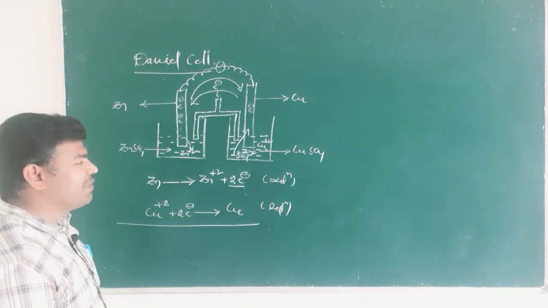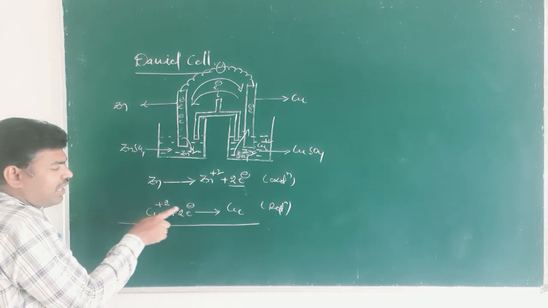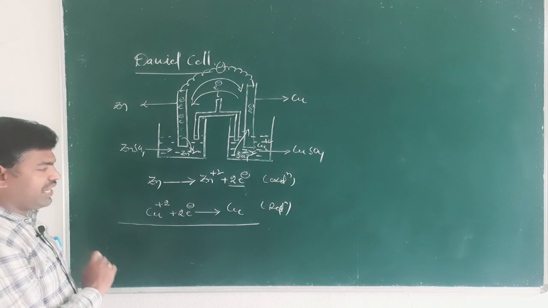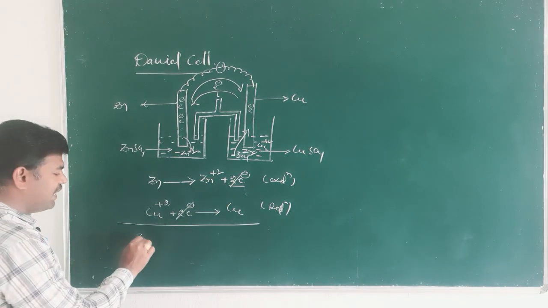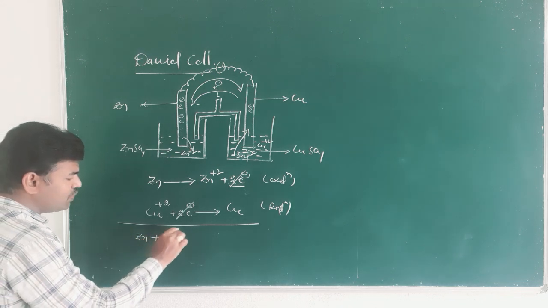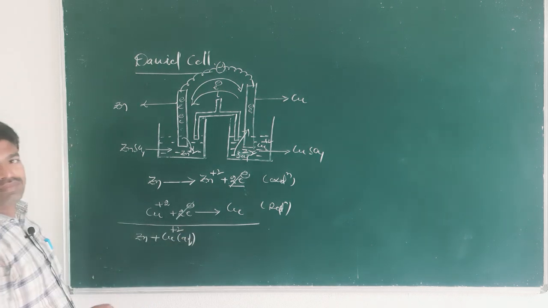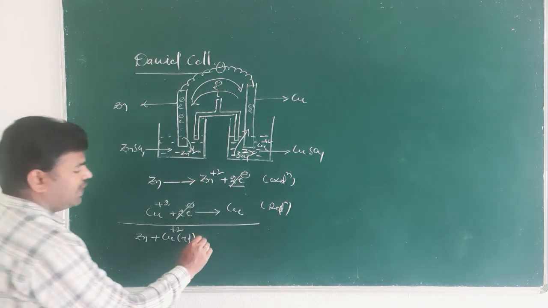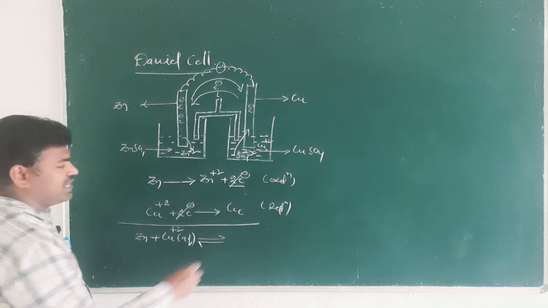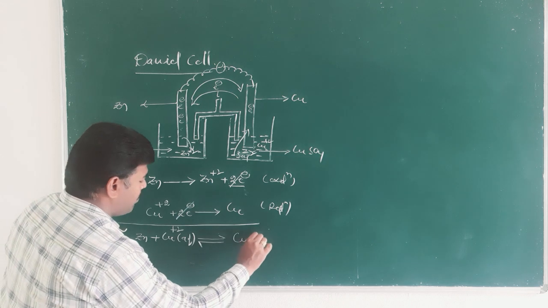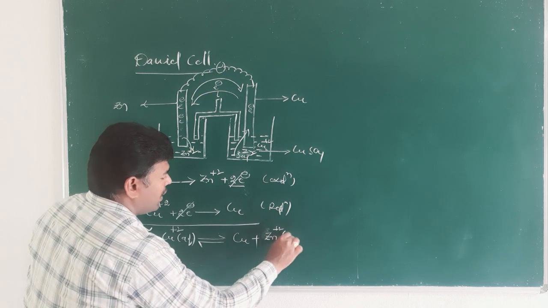Okay, so the net chemical reaction is: zinc undergoes oxidation and the copper rod undergoes reduction. These two electrons get cancelled. Zn plus Cu+2 aqueous. Whenever you write the plus 2 ions, you should write aqueous. And this is a reversible reaction, giving Cu plus Zn+2 aqueous.